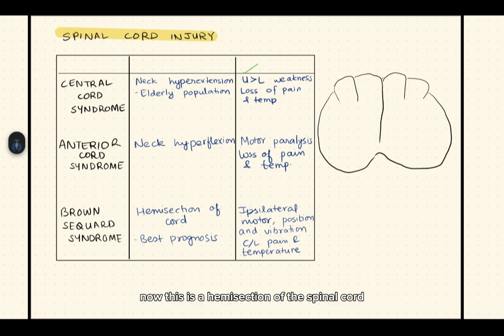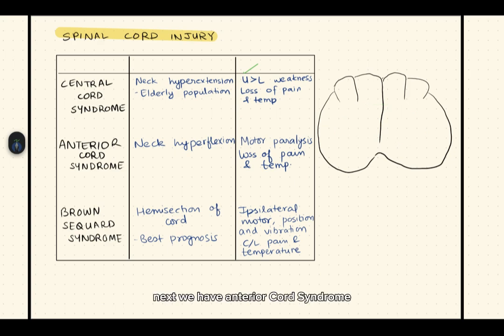Now, this is a hemisection of the spinal cord. So, if we were to draw the area affected, roughly it would be around here. Okay. So obviously there is spinothalamic tract involved and there is the motor tract involved. If you look at this hemisection of the spinal cord, and if we draw where central cord affects, it's mostly in this area, which will involve the spinothalamic as well as the pyramidal tract.